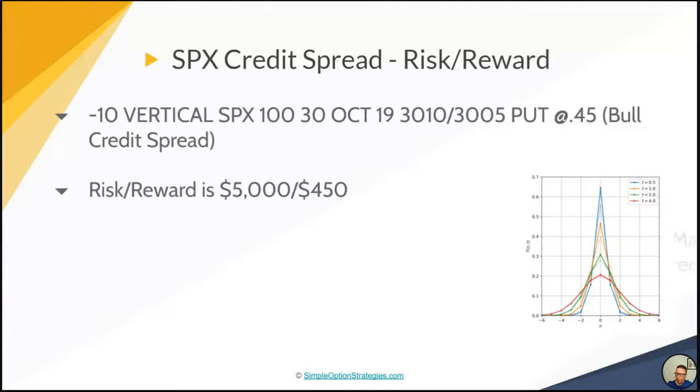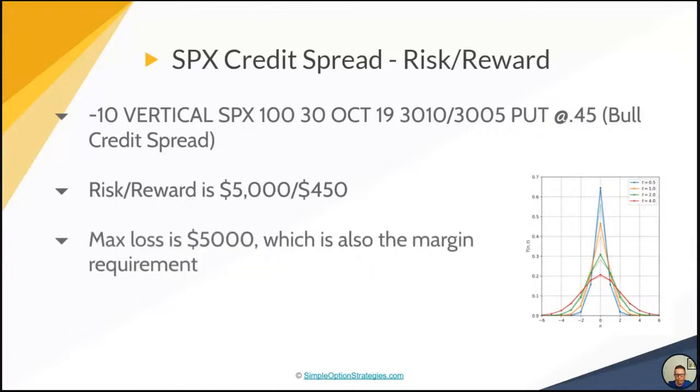Again, the max loss is $5,000. So think about it, you're going to get $450 and you're risking $5,000. The risk reward is horrible. It's just horrible, but that's the way it is.